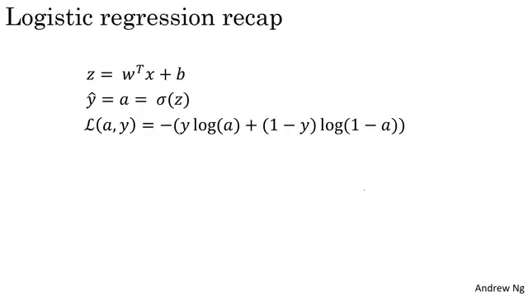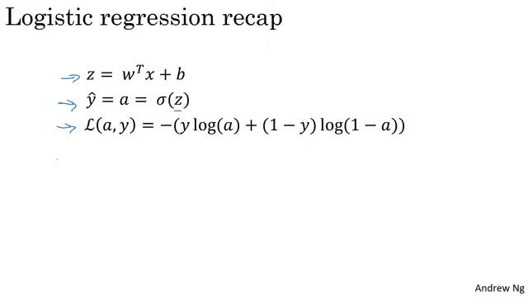To recap, we had set up logistic regression as follows. Your predictions y hat is defined as follows, where z is that. And if we focus on just one example for now, then the loss with respect to that one example is defined as follows, where a is the output of logistic regression and y is the ground truth label. So let's write this out as a computation graph.